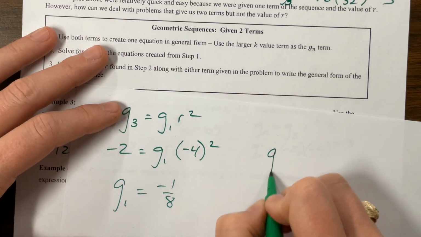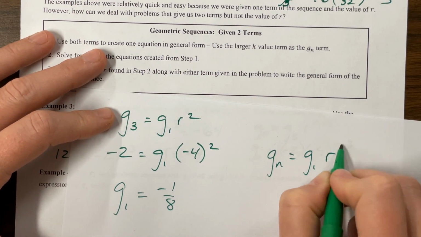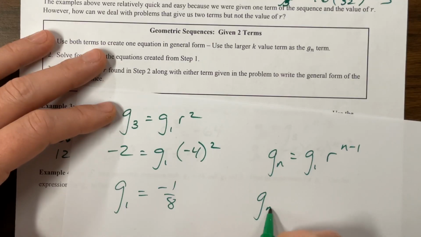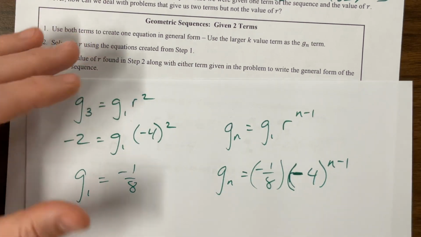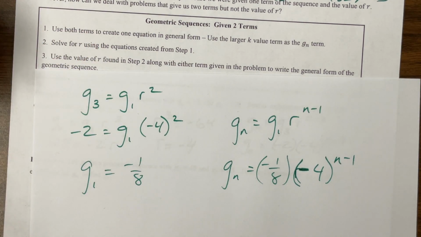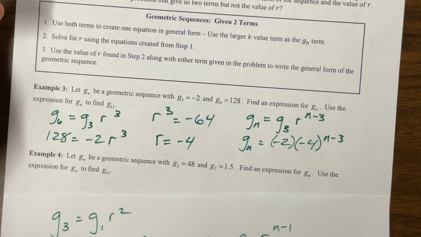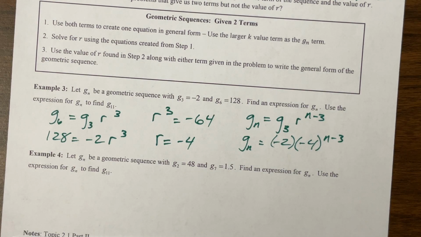Okay, and so then I have g sub n is equal to g sub 1 times r to the n minus 1. So g sub n is equal to negative 1/8 times, nope, r was negative 4, negative 4 to the n minus 1. And that would be how I would prefer to write my answer. Then they asked me to find g sub 11.